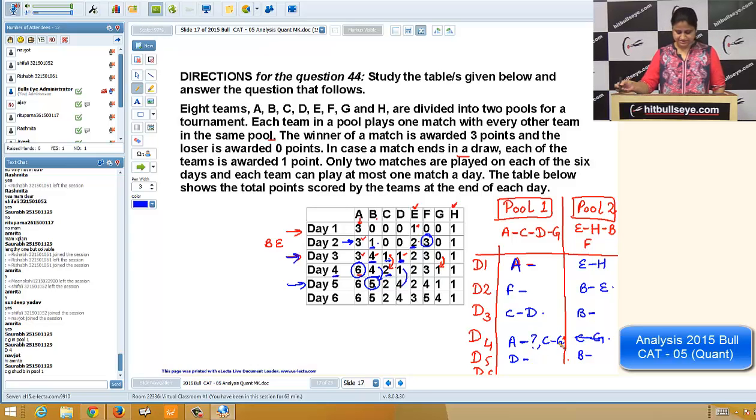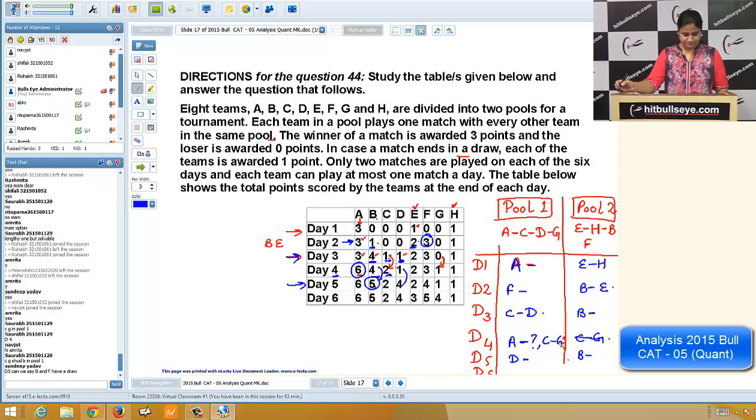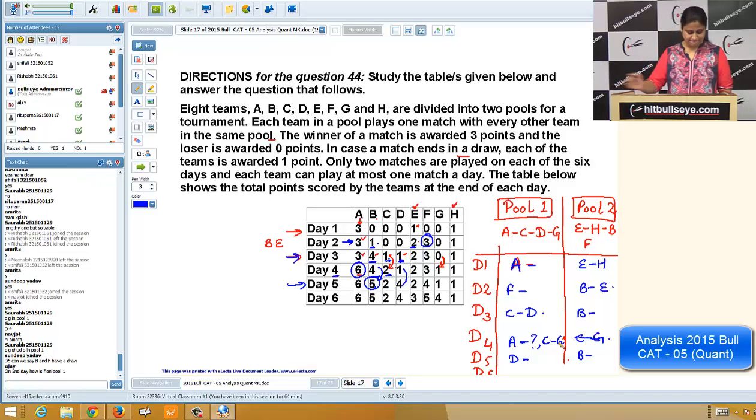Yes, Saurabh. Absolutely. Navjot, this is not a simple chat room. Please be serious. We are discussing analysis.